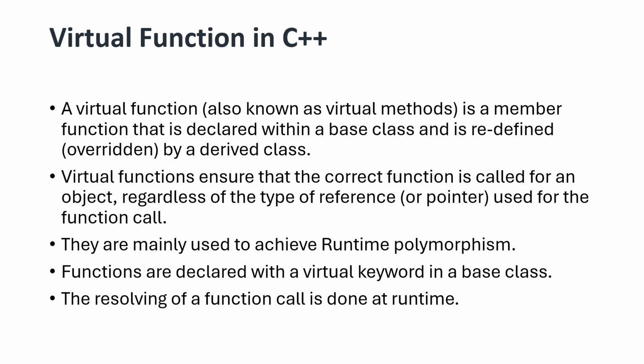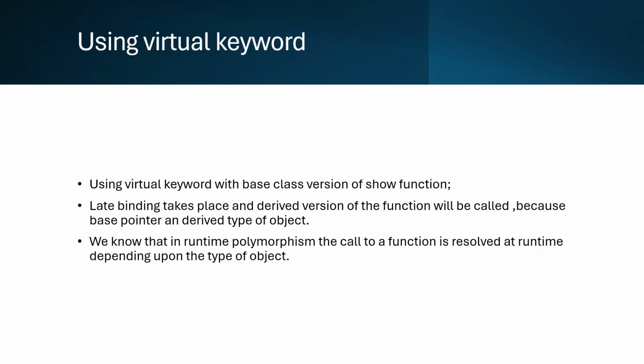Virtual functions ensure that the correct function is called for an object, regardless of the type of reference or pointer used to call the function. Here, the function call is done by the pointer variable. This is mainly used in runtime polymorphism, and the function in the base class is declared with the virtual keyword. The resolving of the function call is done at runtime.